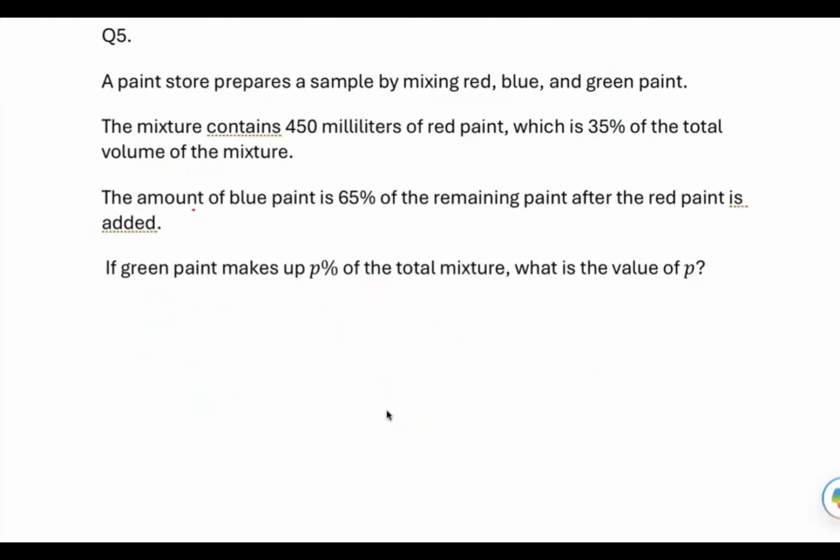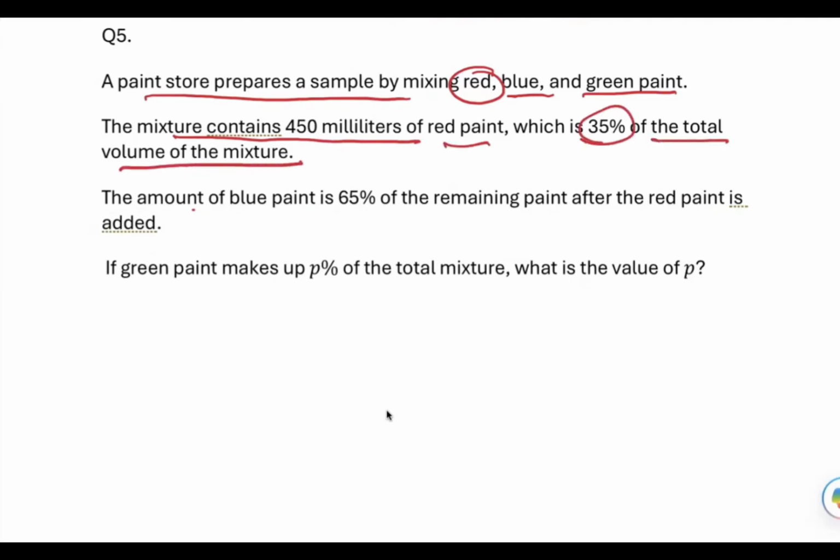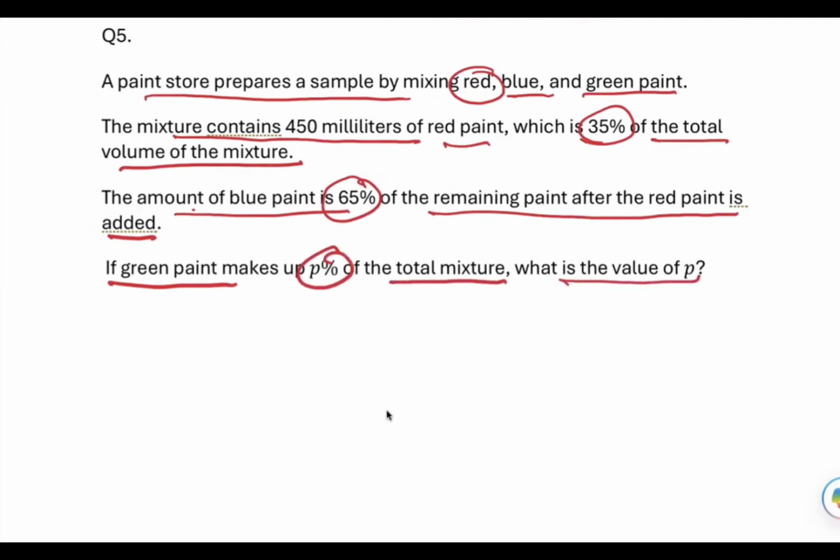Question 5 is a percentage question. If you read this carefully, you see that this is not that complicated a question. A paint store consists of what? In making a mixture of red, blue, and green paint. The mixture is about 450 ml of what? Red paint, which is 35% of the total volume. The amount of blue paint is 65% of the remaining paint after the red paint is added. If the green paint is about P% of the total, what is the value of P?